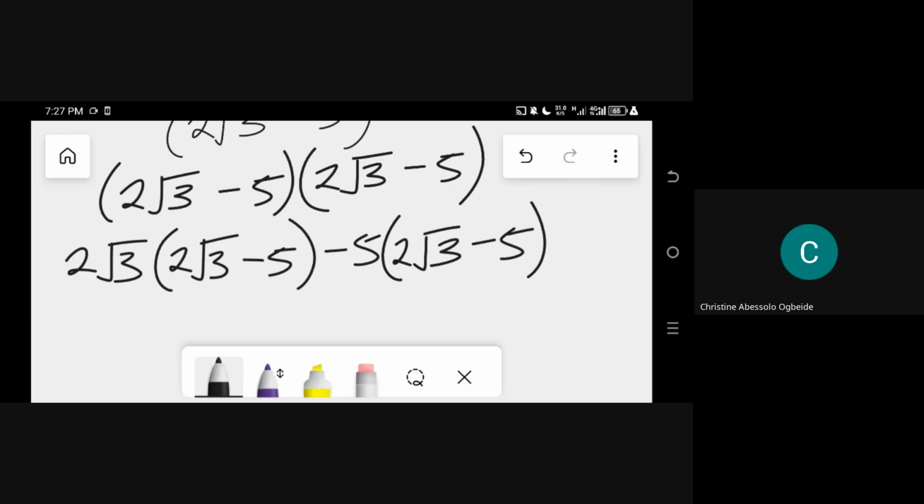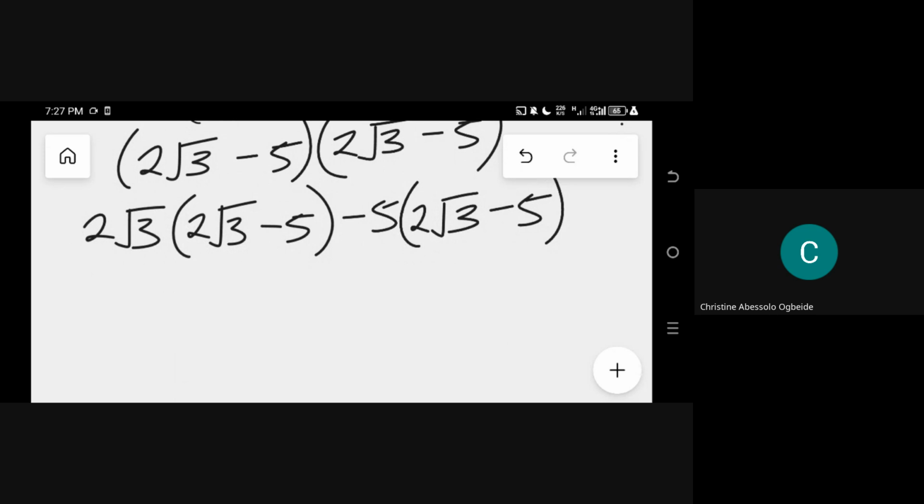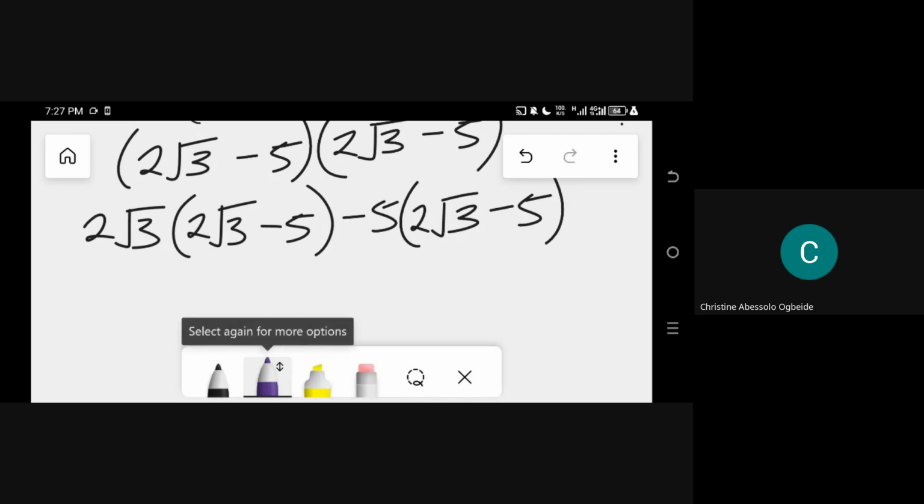The second number in the first bracket, which is minus 5, also multiplies the second bracket. When you get here, you can now start multiplying. Remember, the ones outside multiply themselves, while the ones with the root multiply themselves as well. So these 2 can only multiply these 2, and this root 3 has to multiply root 3. Then you continue just like that.